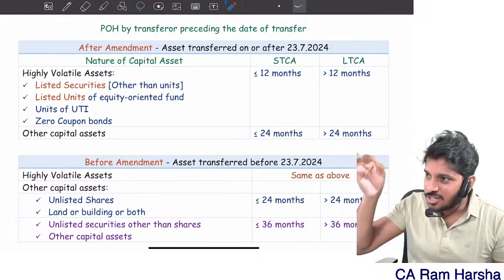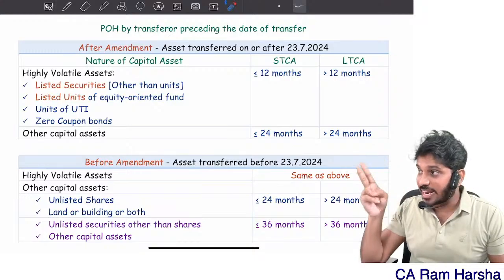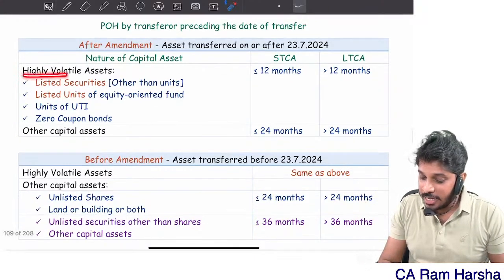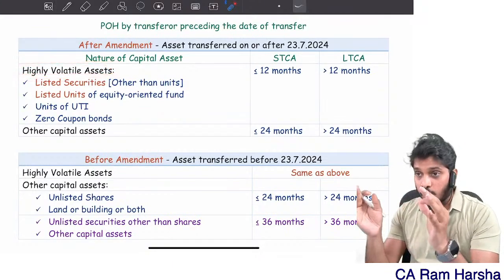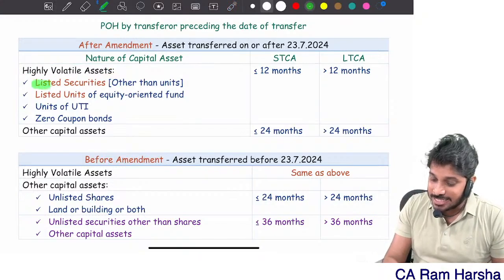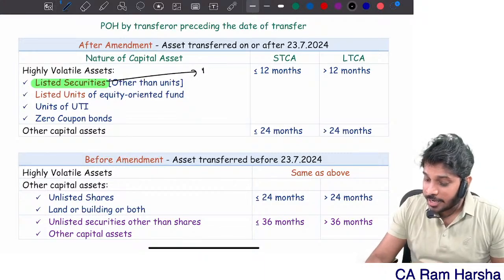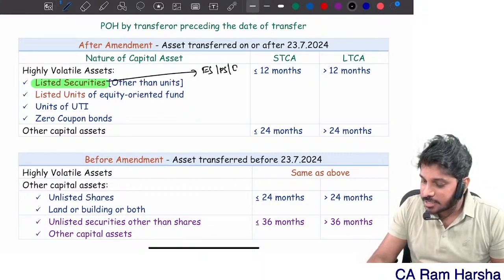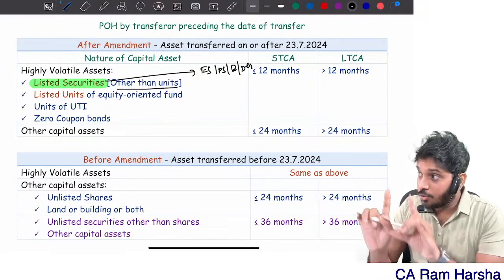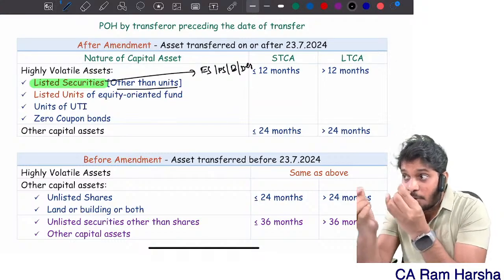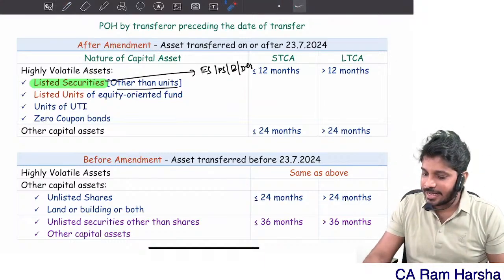From 23rd July, there are only two criteria. The first is for highly volatile assets, a name given by me. What are these assets? Nothing but listed securities. Listed securities means listed equity shares, listed preference shares, listed bonds, listed debentures, all other than units. Mutual funds are not covered in that first point. Listed securities: what is the criterion? 12 months.